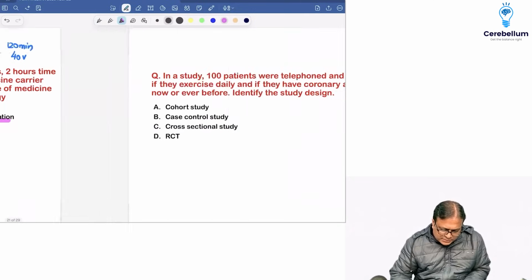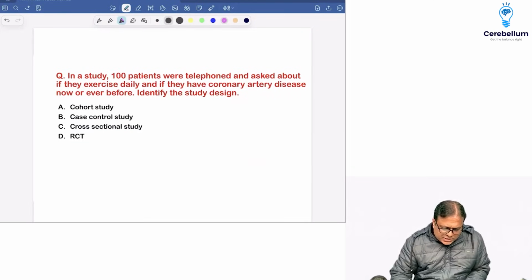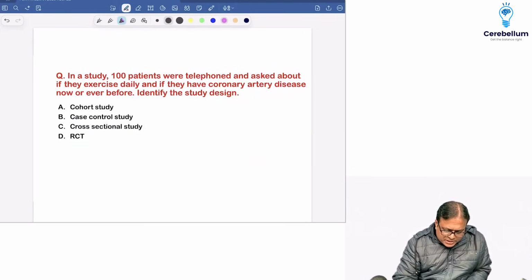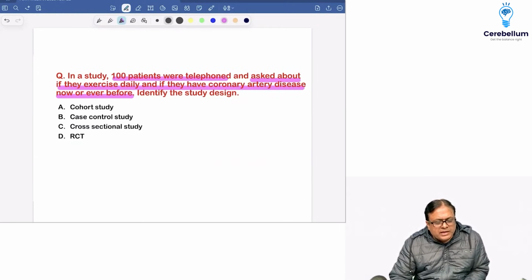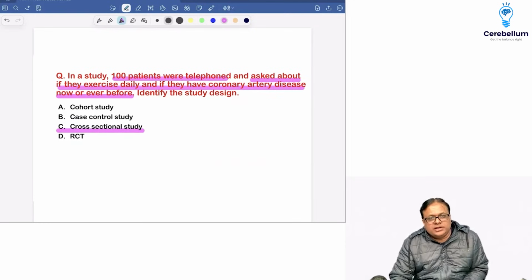Okay, let's move further. Please confirm, a question came: 100 patients were telephoned and asked if they exercise daily and whether they have coronary artery disease now or ever before. Identify the study design. If this question was there, then the answer is cross-sectional study.